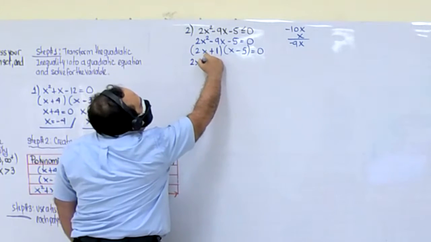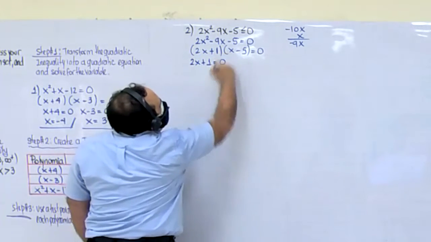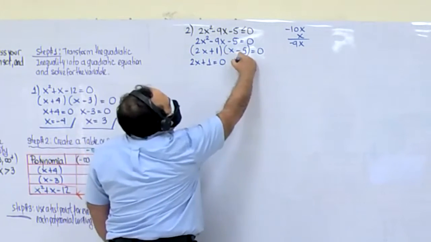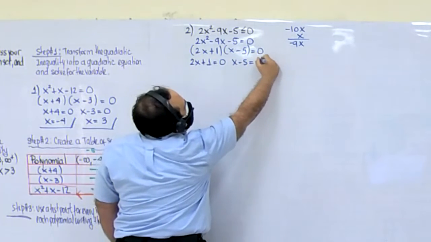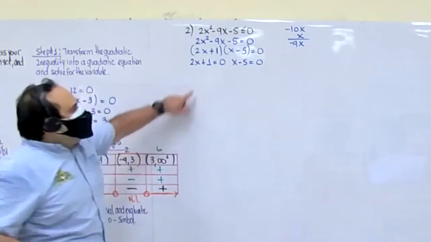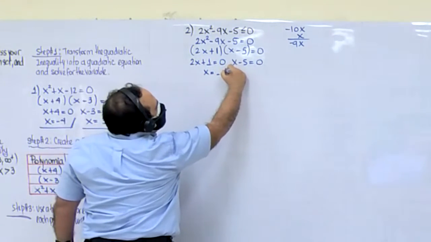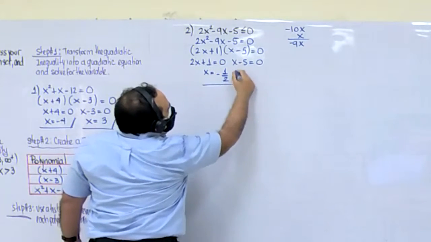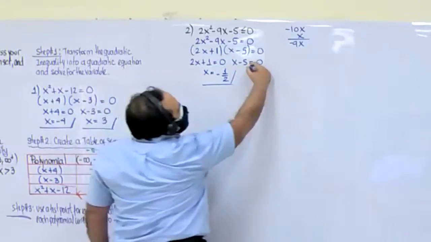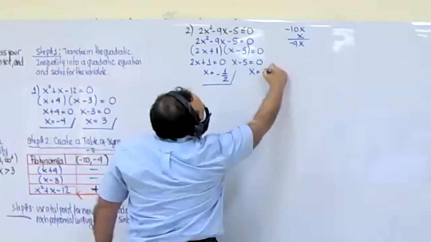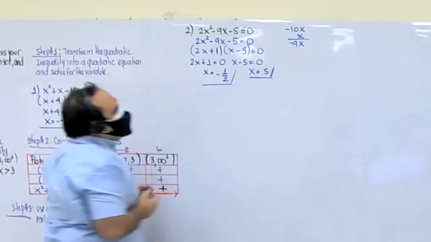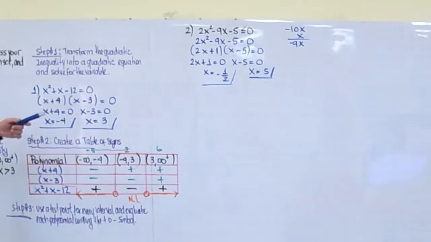Now, let's solve this equation. 2x plus 1 equals 0 and x minus 5 equals 0. Solving for x, in the first one, x will be equal to negative 1/2. In the second one, x will be equal to 5. That was step number 1.